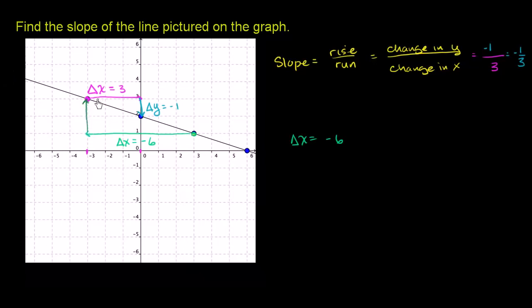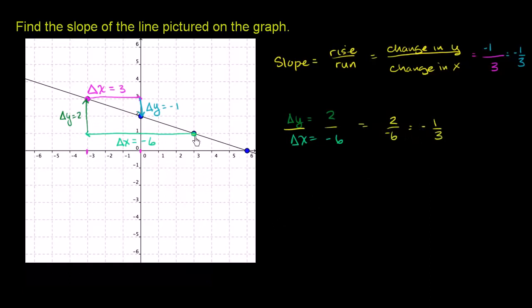So what did we do? We moved up by 2. Our change in y is equal to 2. Slope is change in y over change in x, or rise over run. Change in y is just rise. Change in x is just run, how much you're moving in the horizontal direction. So rise over run in this example is going to be 2 over -6, which is the same thing as -1/3.